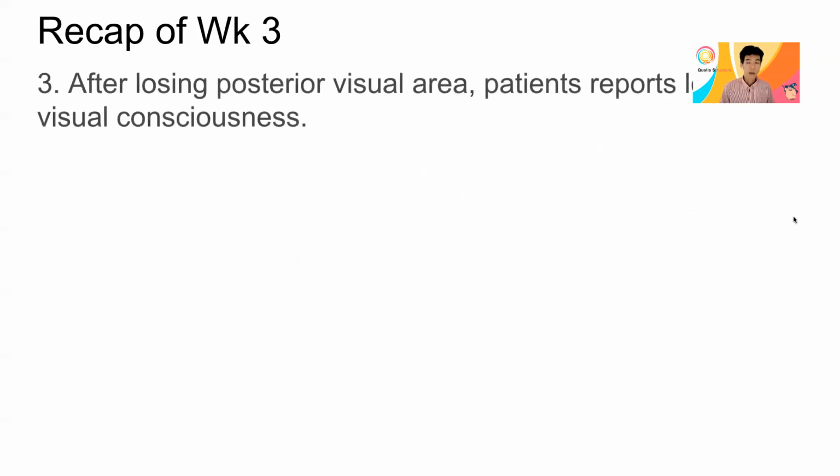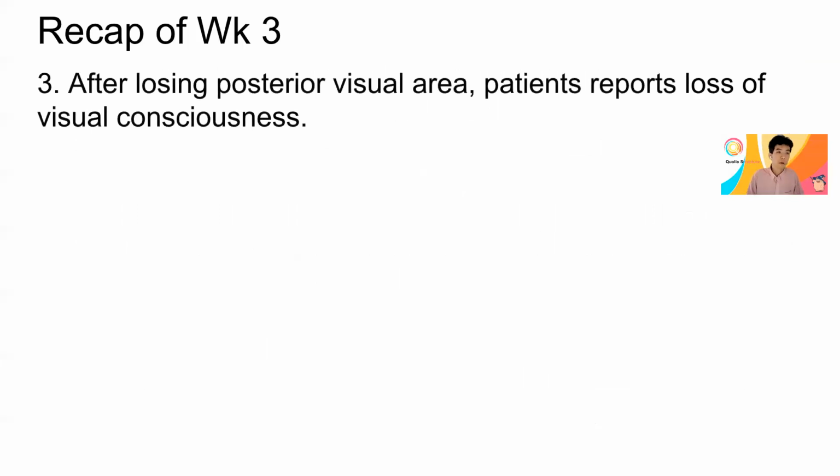All right, and then the second part of week 3 focused on what happens where people or monkeys lost posterior visual areas, right above the cerebellum. And then it turned out that they report a loss of visual consciousness. It's very specific to visual consciousness.